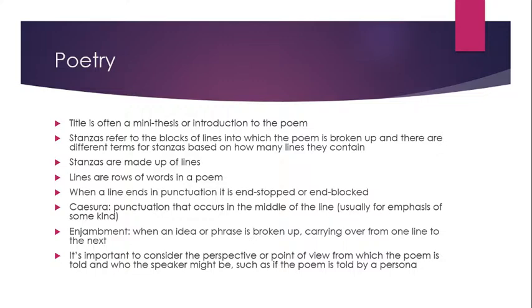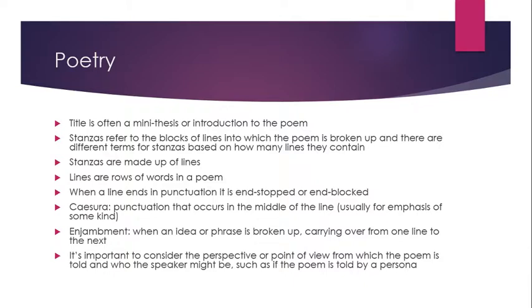Lines themselves are the rows of words in a poem, and it's important to note too that lines are not determined by the margins of the paper, or editors. They're determined by the poet themselves, thinking about the length of the line and how they want the line to be structured.